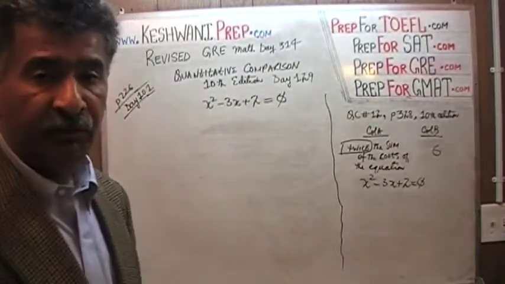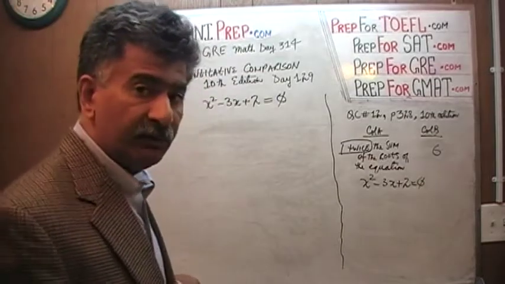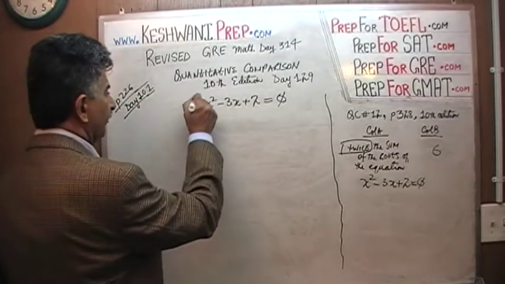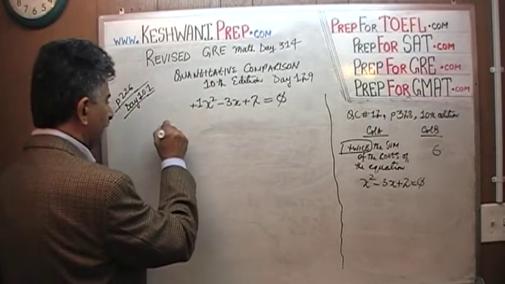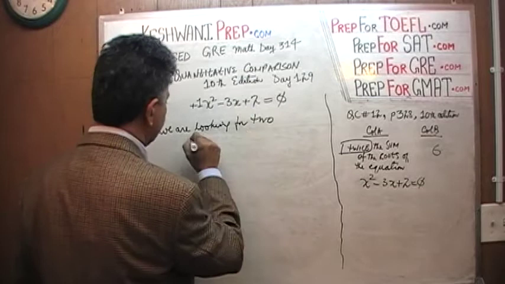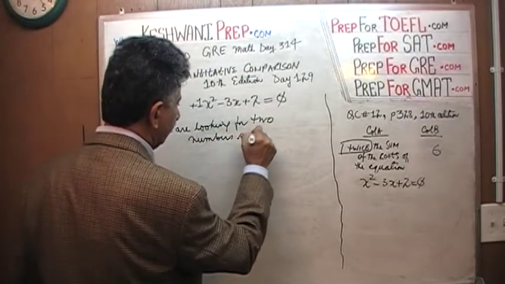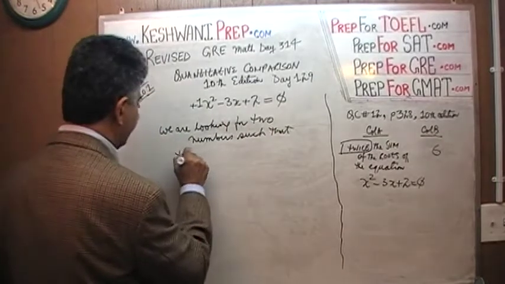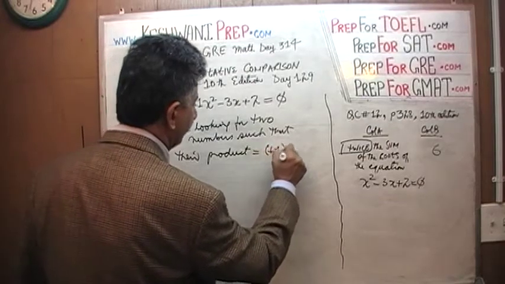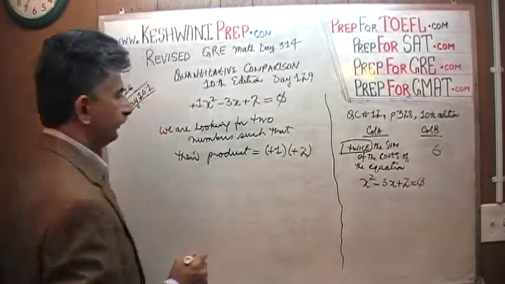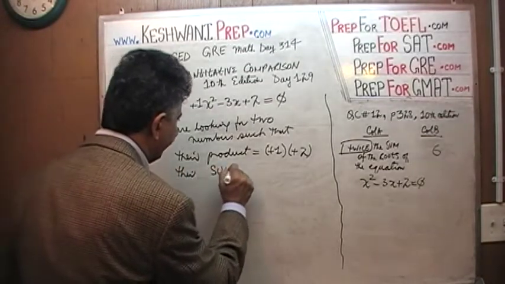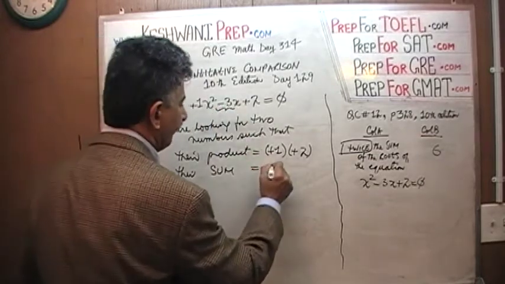So the very first thing we have to do here is to find the roots of this equation. How do we find the roots of this equation? By using a method called factorization. So what we are looking at here, this one has a coefficient of 1. So what we are looking for here is two numbers such that their product is equal to positive 1 times positive 2, and their sum equals this part right here, negative 3.